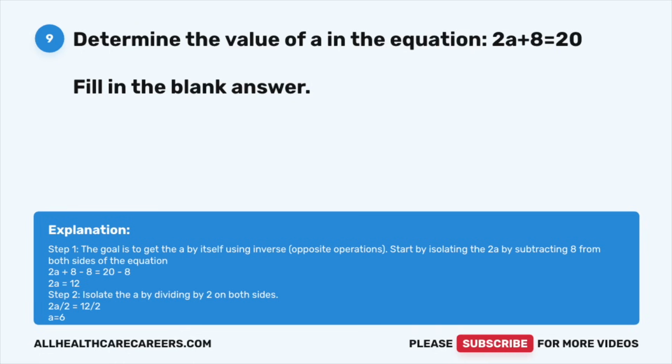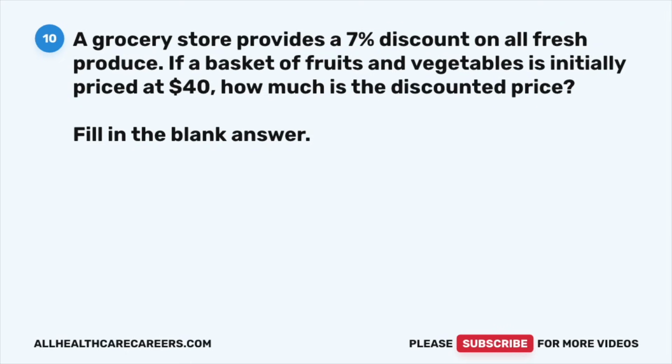Step 2. Isolate the a by dividing by 2 on both sides. 2a slash 2 equals 12 halves. Equals 6.